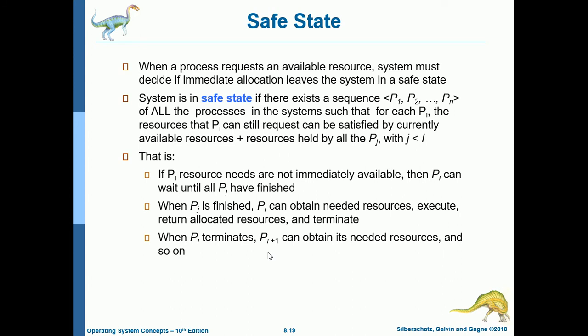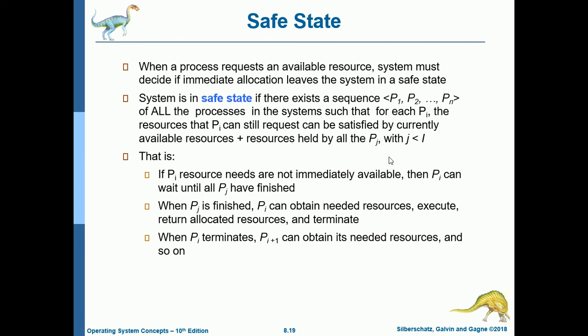So we have safe state. When a process requests an available resource, the system must decide if immediate allocation leaves the system in a safe state. The system is in a safe state if there exists a sequence P sub 1 to P sub n of all the processes in the system such that for each P sub i, the resources that P sub i can still request can be satisfied by currently available resources plus resources held by all the P sub j with j less than i.